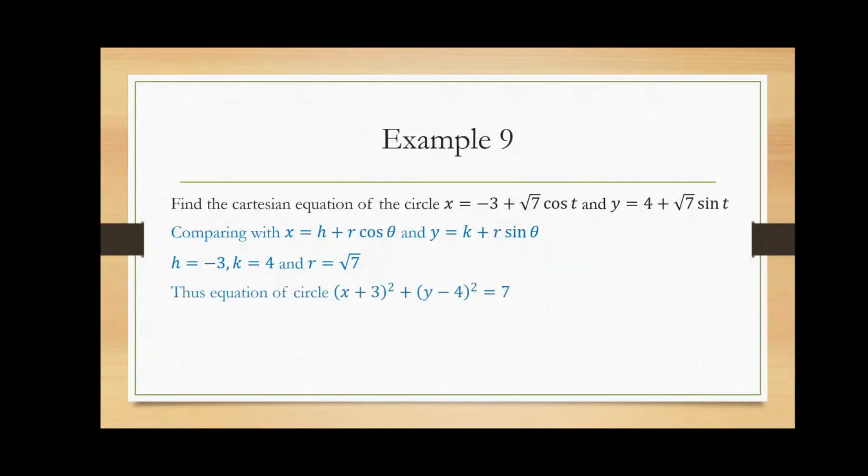So therefore the equation of the circle becomes x plus 3 whole square plus y minus 4 whole square equals to 7. And if you expand it, it becomes x square plus y square plus 6x minus 8y plus 18 equals to 0. So that is our required equation.